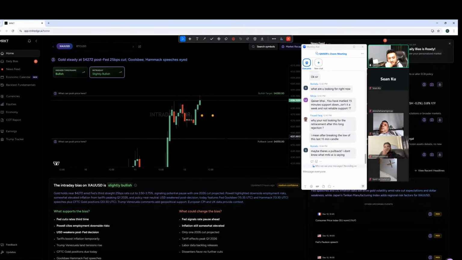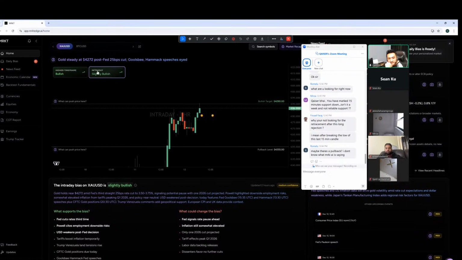If the market comes down, it might be rejected from 40 to 55. Right now, it has just tapped the bullish target of 40 to 90. See this one? There is no pullback target or pullback level. It's a target price that they're just showing.